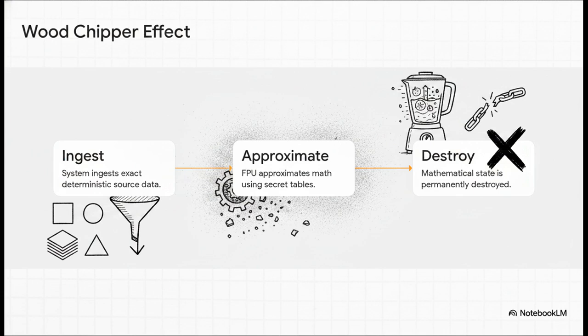When that happens, the original data provenance is completely and permanently destroyed. Think of it like a giant digital blender. You might know exactly what fruits you tossed in initially, but once it goes through those FPU approximations, there is absolutely no way you can unblend that smoothie back into its original ingredients. The chain of mathematical truth is just obliterated.